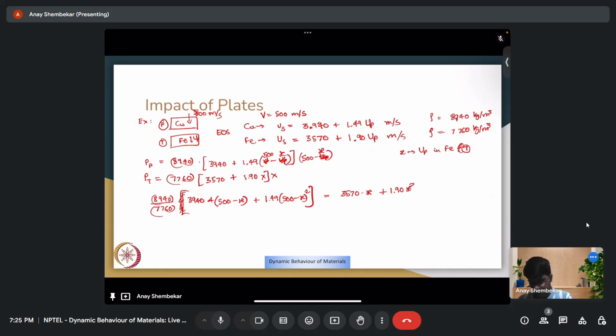I simplify this, and I end up with 1.15 into 3947, so 4531 into 500 minus x, plus 1.15 into 1.49, which is 1.71, into 500 minus x whole square, equal to 3570 x plus 1.90 x square.